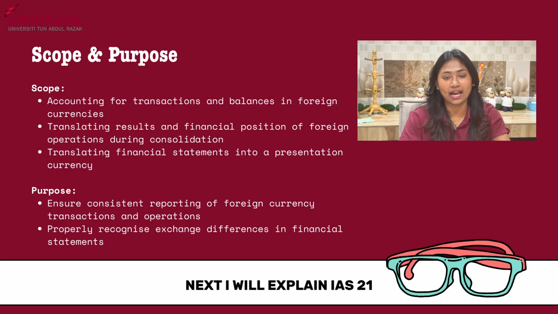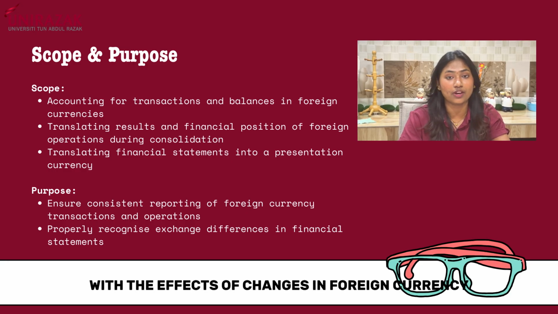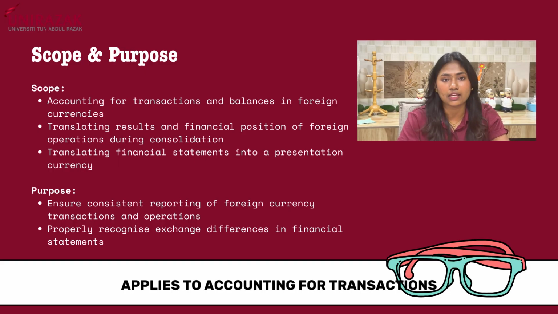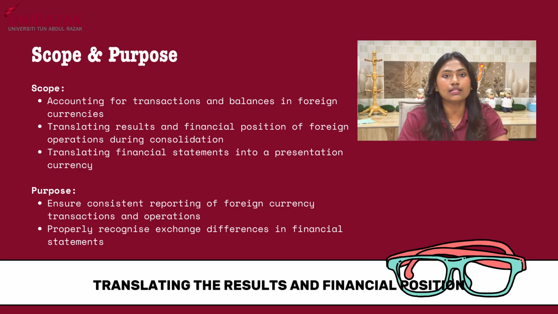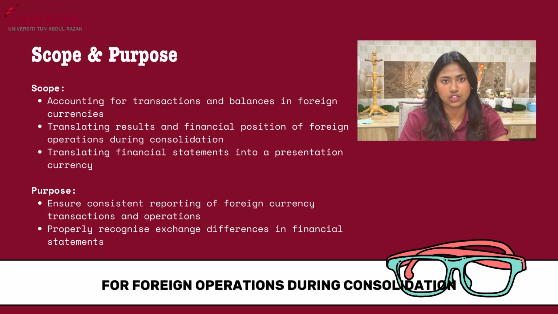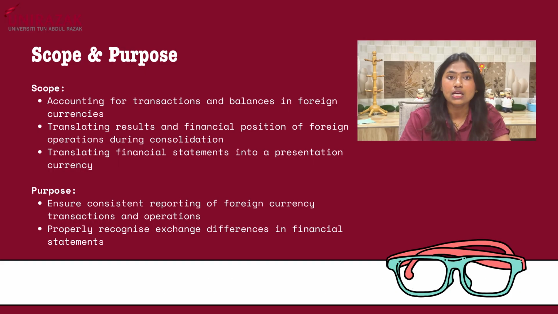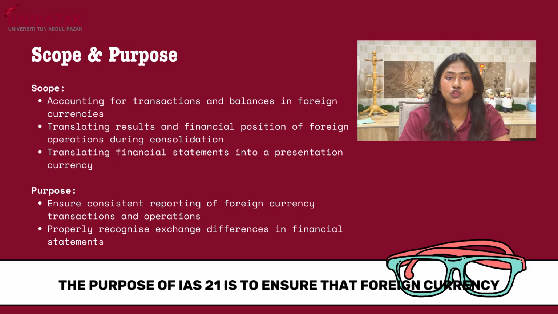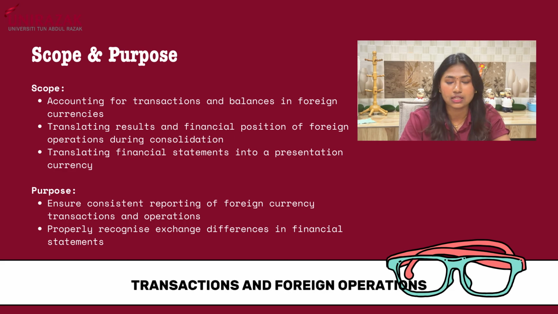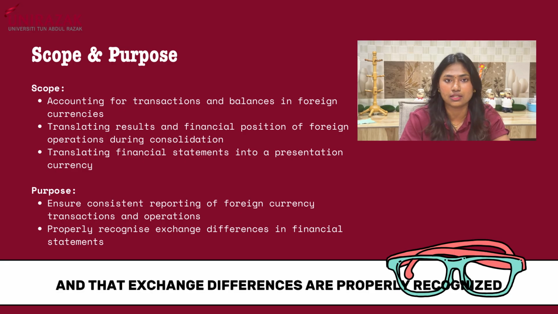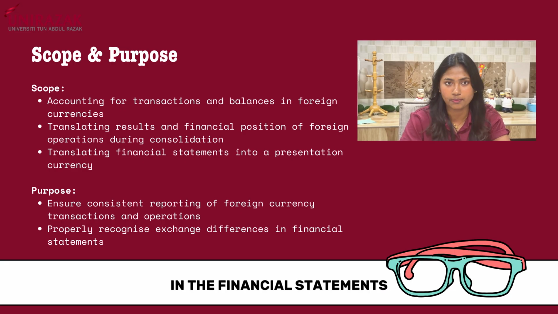Next, I will explain IAS 21, which deals with the effects of changes in foreign currency exchange rates. IAS 21 applies to accounting for transactions and balances in foreign currencies, translating the results and financial position for foreign operations during consolidation, and translating financial statements into a presentation currency. The purpose of IAS 21 is to ensure that foreign currency transactions and foreign operations are reported consistently and that exchange differences are properly recognized in the financial statements.